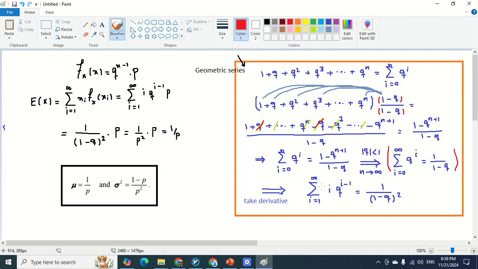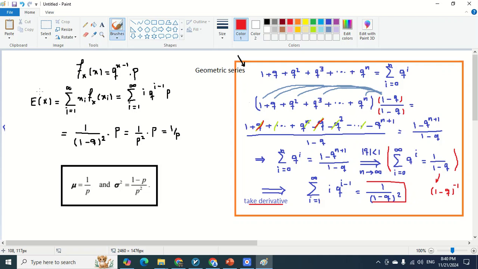And right now, by taking the derivative of this expression with respect to q, the derivative of the series on the left side is i q to the power of i minus 1. On the right side, it will be 1 over 1 minus q squared. Indeed, the 1 minus q in the denominator can be written as 1 minus q to the power of minus 1, and if you use the chain rule to calculate the derivative, you reach this expression that you can see over here. Why did we do this and calculate this expression?